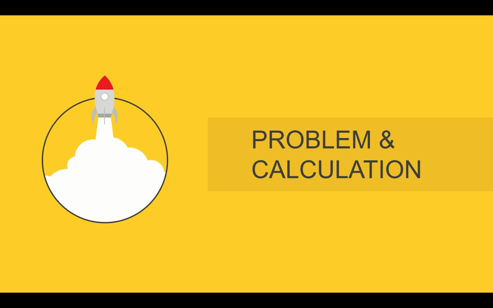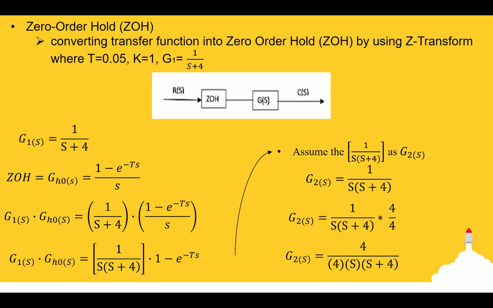So let's proceed with the problem and calculation in Shannon theorem. First of all, we will go through the zero order hold, or ZOH. In order to get the zero order hold output, we can use either Laplace transform or Z transform, but now we are choosing Z transform. Here we are using T equal to 0.5, K equal to 1 is constant, and our transfer function is 1 over s plus 4. Based on the system that we are using here, we can recognize it as an open loop system because we have only one input and one output and a two block system.